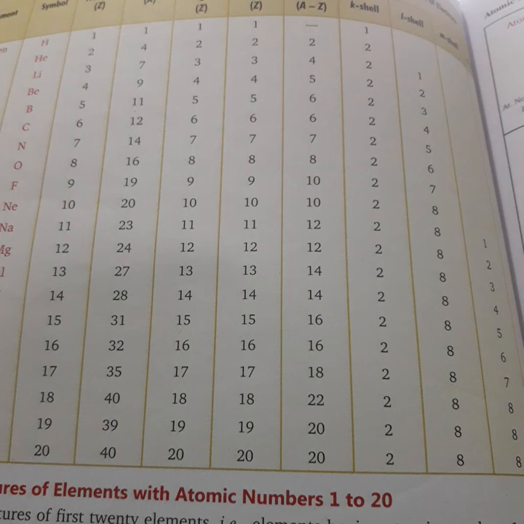If valence electrons are more than 4, then valency will be equal to 8 minus valence electrons. Again I am repeating, if valence electrons are more than 4, then valency will be equal to 8 minus valence electrons. So here valence electrons are 5. So 8 minus 5, 3. So what is the valency of nitrogen? 3. Okay, it is a non-metal.